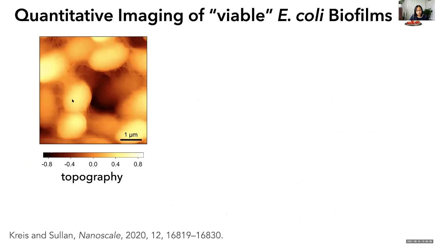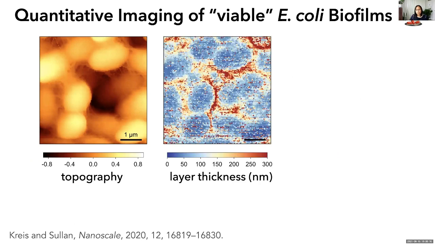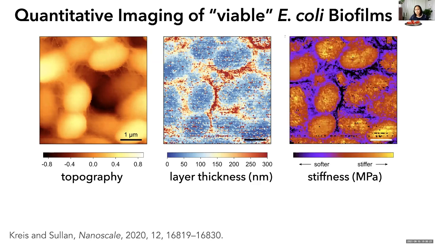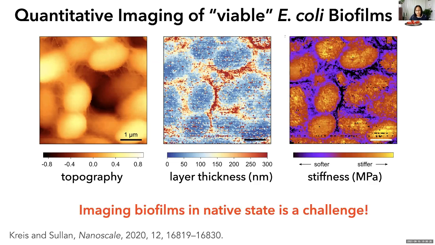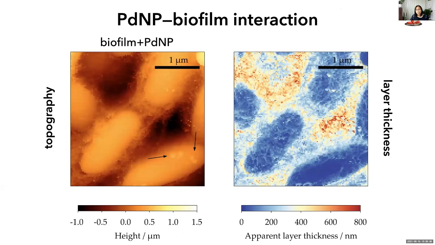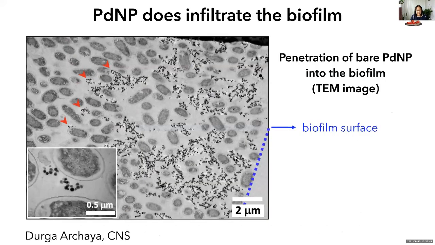So far, these are nice images where we can look at biofilm topography under physiological conditions. You can see here the biofilm, the bacteria inside the biofilm, and the network here, which we believe could be EPS, and then correlate that to layer thickness, so the extracellular polymeric substances thickness, and also the elasticity or the Young's modulus of the biofilm interface. I would like to highlight that imaging biofilms in native state is actually not very easy. So this is one thing that the group is really excited about. And so we wanted to use the tool to now add our nanoparticle into biofilm and then do some more physical and mechanical characterization.